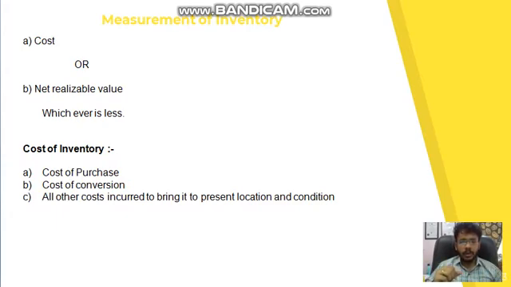The definition of cost is cost of purchase, cost of conversion and all other costs incurred to bring it to the present condition and location. Now friends, as you can see from the definition, it's a more exhaustive form of definition that can be used for a manufacturer. Because cost of conversion is basically applicable to a manufacturer who is producing goods.